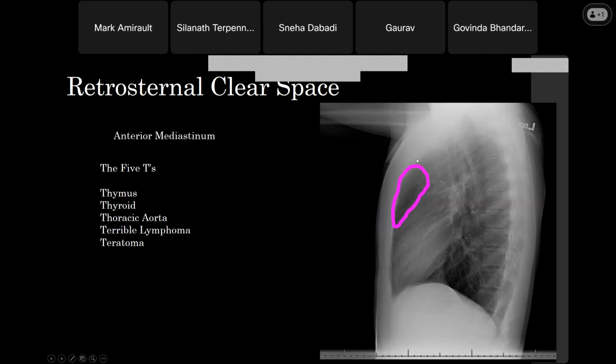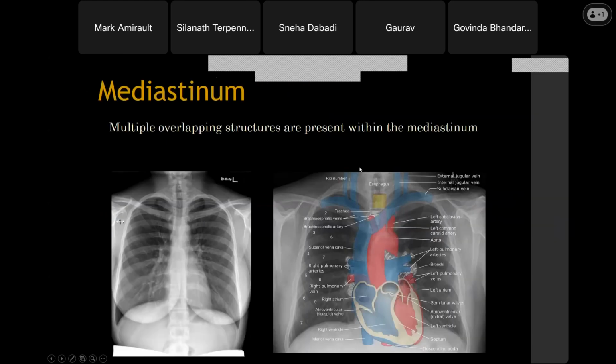So the thymus lives here. In a child, it could be a normal thymus, but in an adult, there are thymic tumors like a thymoma. Other things here could be a thyroid tumor or an enlarged thyroid, which could obscure this space. Could also be thoracic aortic pathology. Maybe the most common in adults is lymphoma, and then also a teratoma, another kind of tumor that has a typical location here.